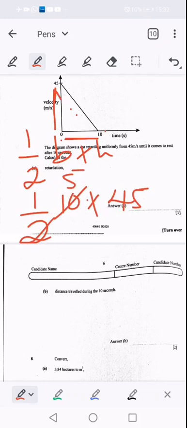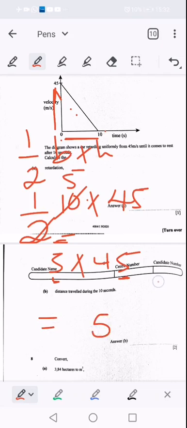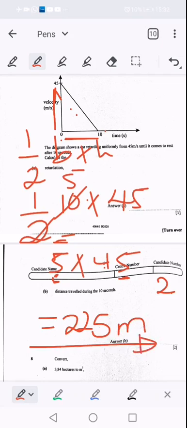So our final answer will be 5 times 45. Which is 5 times 5, 25. Then 2 carry 5. Then 5 times 4 is 20, plus this one, 22. So 225 meters. The distance is measured in meters. That's it. So for the distance of any speed-time graph, it's the area under the curve.